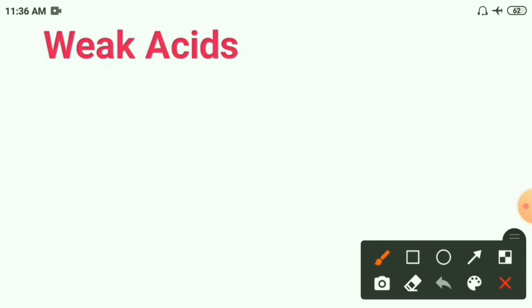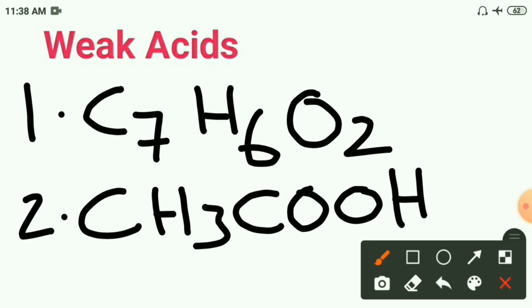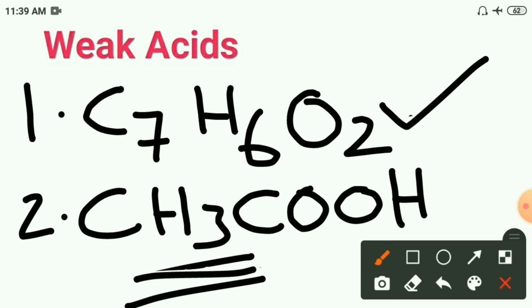And we can see the best examples of weak acids. That is benzoic acid, its chemical formula is C7H6O2. And next, acetic acid, its chemical formula is CH3COOH. What are the weak acids? That is benzoic acid and acetic acid.